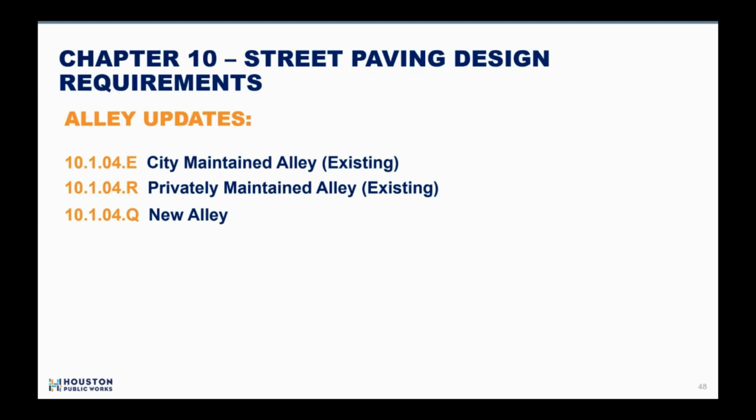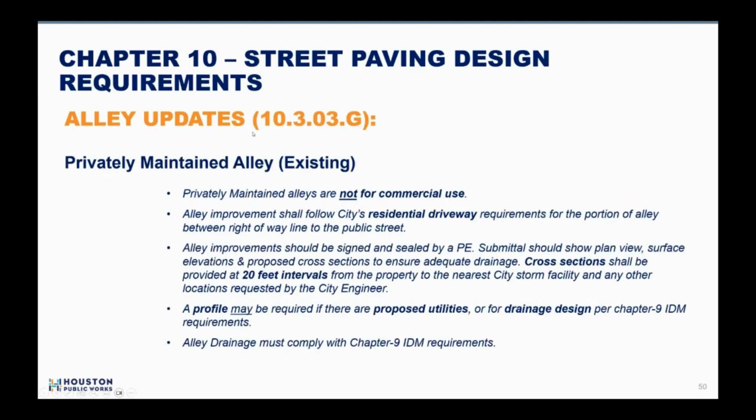The changes coming for the private alleys. Privately maintained alleys are allowed only for residential use, not for commercial use. In the past, we were asking for plan and profile if you are proposing any improvement in the privately maintained areas. We would like to make it easy on the residents and applicants. Instead of plan and profile, now we ask for cross sections every 20 feet to show us the surface elevations, and to make sure that the stormwater will be going in the right direction. However, any improvement must follow the requirements for chapter 9 of the manual.